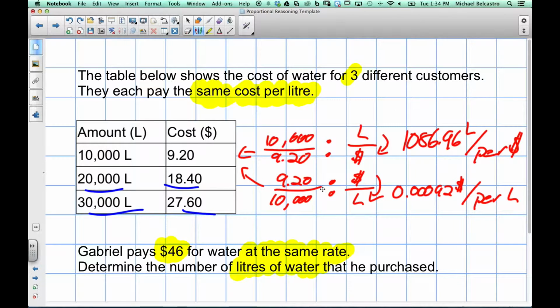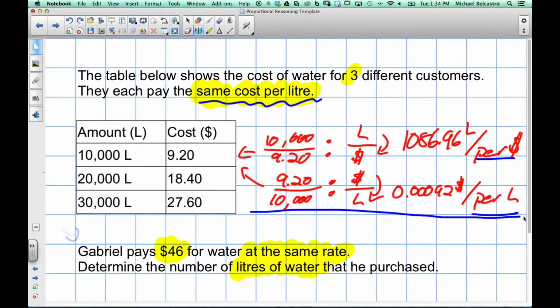Okay, and actually what we'll do is we'll decide which one's going to be most important first, and then we'll test the other ones to make sure they're the same, and then we can apply it to the question. So we have per dollar and per liter. Okay, and we already know they pay the same cost per liter, so that's kind of in reference to our one on the bottom here. Which is going to be helpful for what the question is actually asking us.